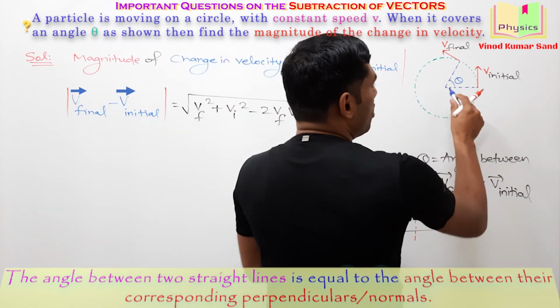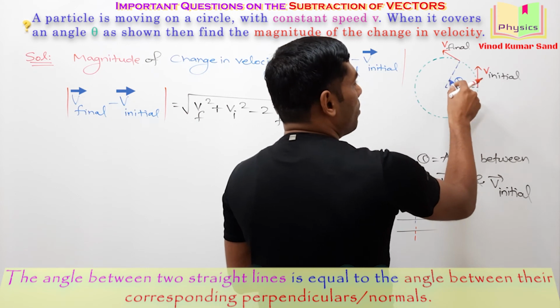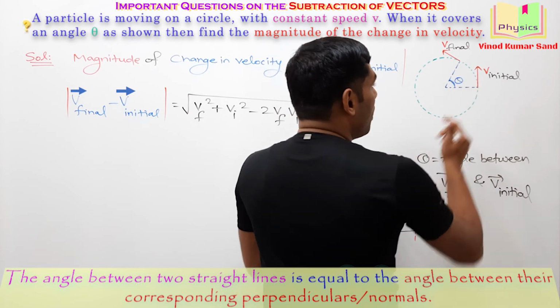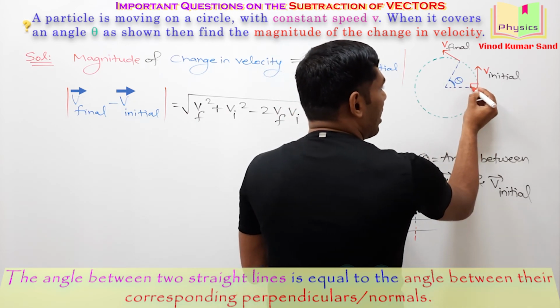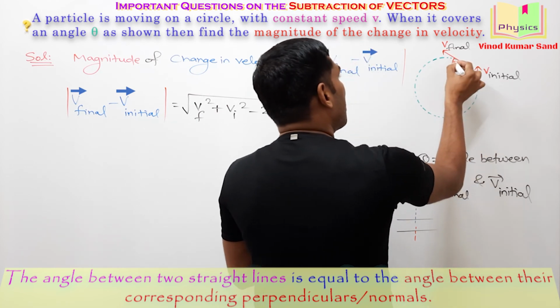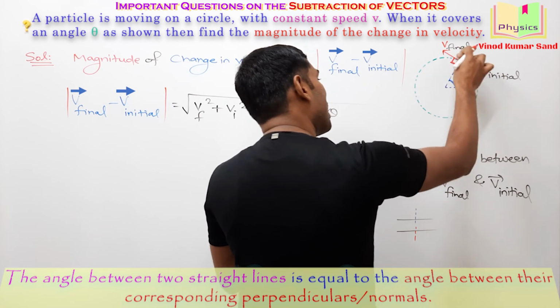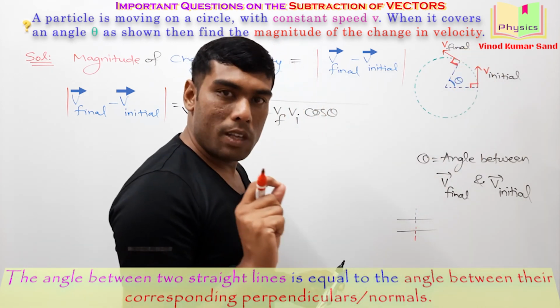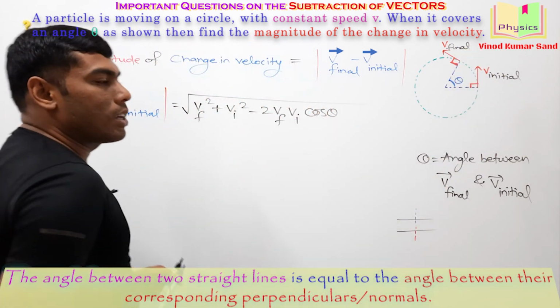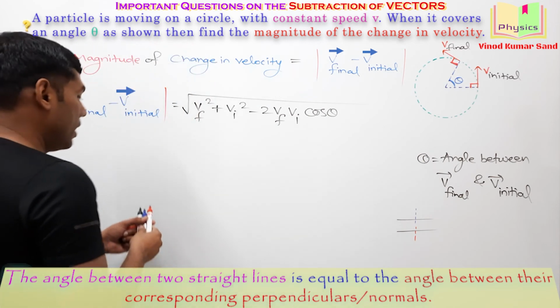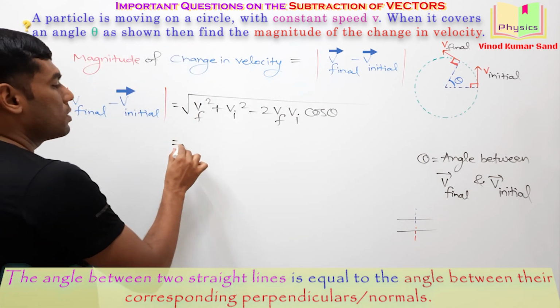So here we have these two straight lines and the angle between them is theta. Perpendicular to the first straight line is this and the perpendicular to the second straight line is this. So the angle between these two red lines will also be theta. That's why we are using theta here. Now we can put up the magnitudes.